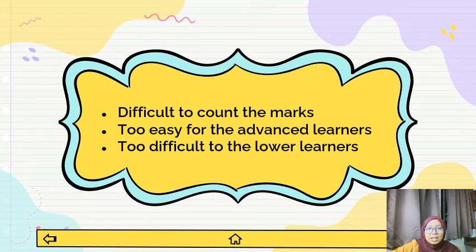However, it is too difficult for the lower learners, because most of them cannot really read. They don't know how to read. They cannot identify the words, they cannot identify the phonics, so it is very difficult for them. Even though there are multiple choice questions, if they don't know how to read, they cannot answer the questions. So that's all for the weaknesses.